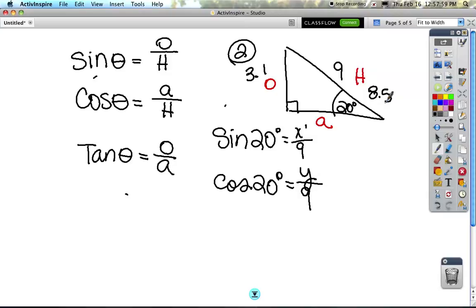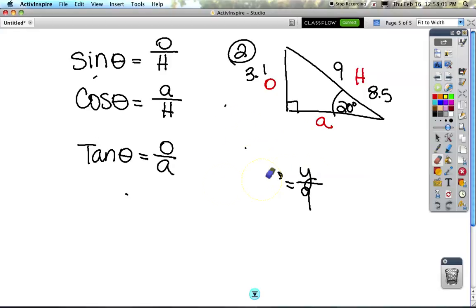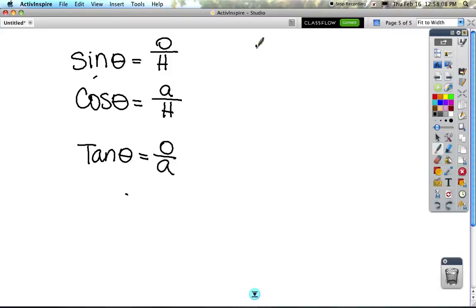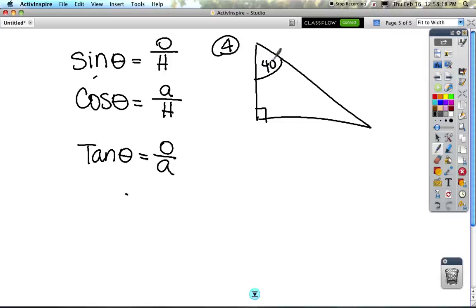Okay, let's look at number 4. Since we did 3 the other day, but I felt like we did 3 on a day that not everybody was fully focused. So let's look at number 4. So we have 40 up here, so my angle has changed, perspective of it.